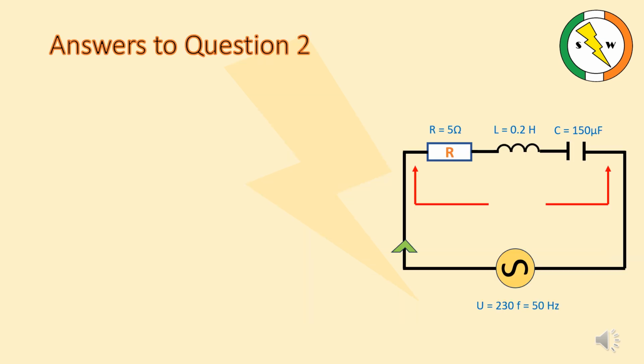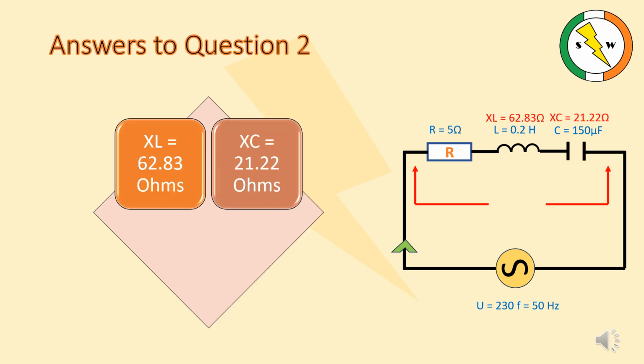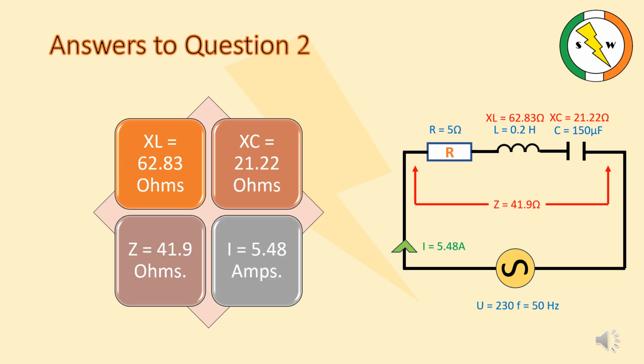Here are the answers to question 2. XL equals 62.83 ohms. XC equals 21.22 ohms. Z equals 41.9 ohms. I equals 5.48 amps.